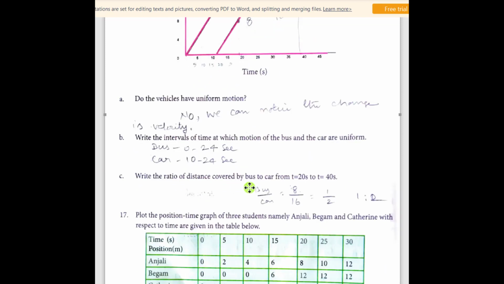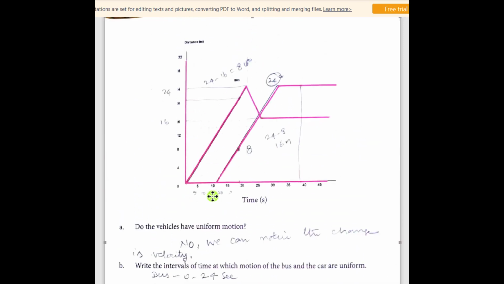Write the ratio of distance covered by the bus to the car. T is equal to 20 second to T is equal to 40 second. Bus to the car. We have to notice the ratio of the time. See here, the initial draw a line, it is 24. Then if you draw a line, it will 16. Subtract these two. 24 minus 16 is equal to 8 meter. And come to the part.